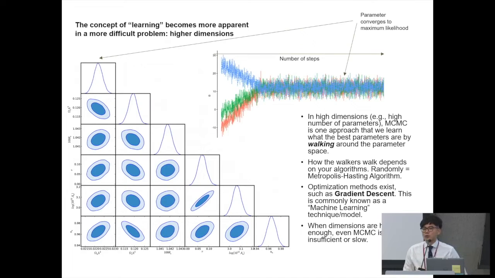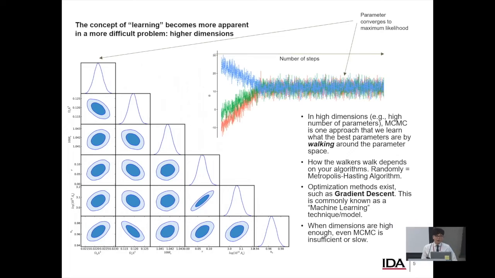But as you move to a more difficult, higher dimensional problem, the concept of learning becomes a little bit more apparent. On the bottom left-hand side here, I have a corner plot, basically a 5-dimensional model with 5 parameters. What this model is about is irrelevant. The point here is that there are 5 parameters, and you cannot analytically or easily find the best fit parameters for this model.